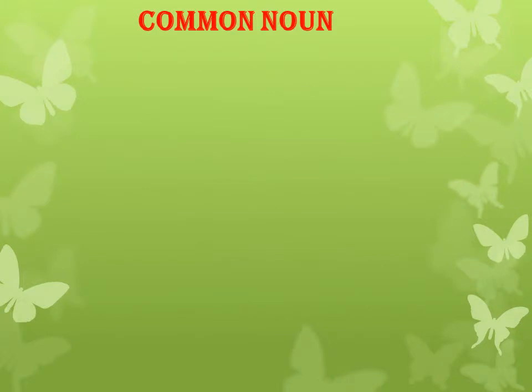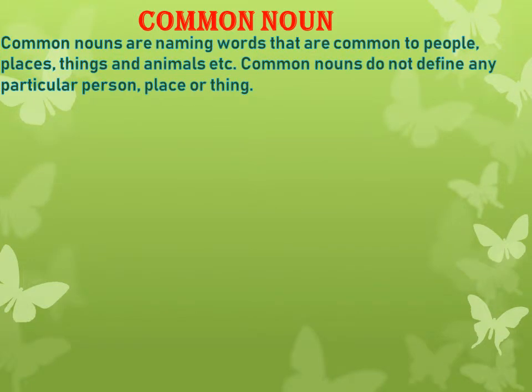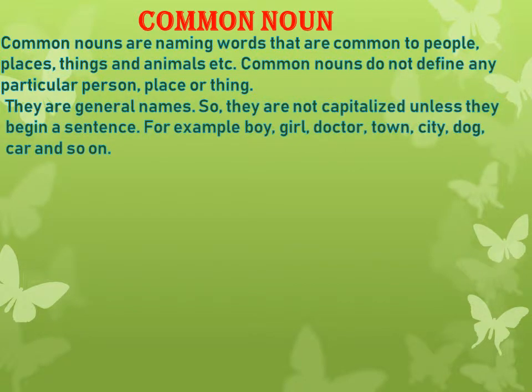Common noun. Common nouns are naming words that are common to people, places, things, and animals, etc. Common nouns do not define any particular person, place, or thing. They are general names. So, they are not capitalized unless they begin a sentence. For example, boy, girl, doctor, town, city, dog, car, and so on.